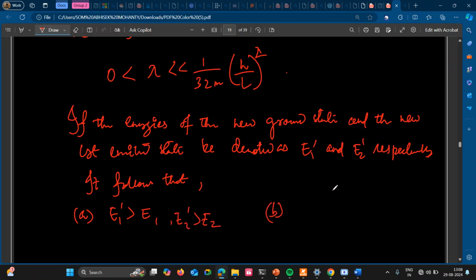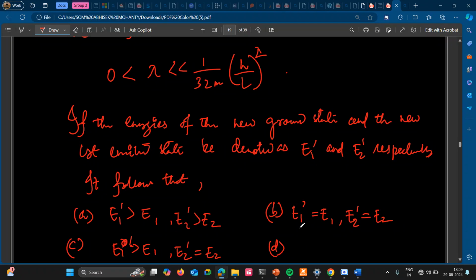Option B, E1 dash is equal to E1 and E2 dash is equal to E2. Option C, E1 dash is greater than E1 and E2 dash is equal to E2. Option D, E1 dash is equal to E1 and E2 dash is greater than E2. Please try this question. It's a very good question.